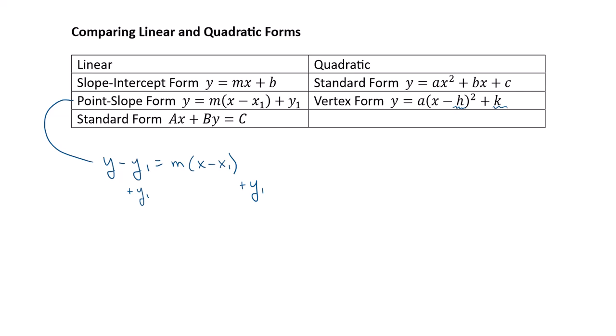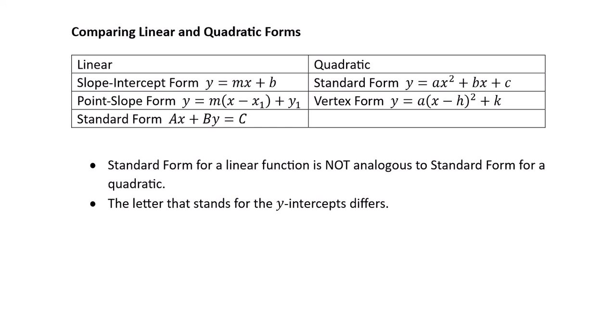Standard form for a linear equation is going to be ax plus by equals c. And we found that was a nice form when we were working with linear equations to be able to get your x and y intercepts. And that's really about it. You can't get too much more out of that.